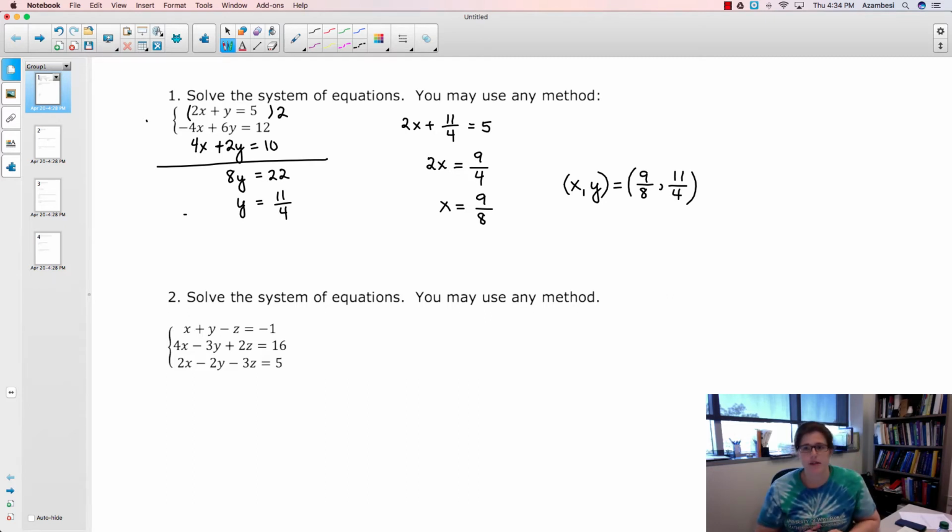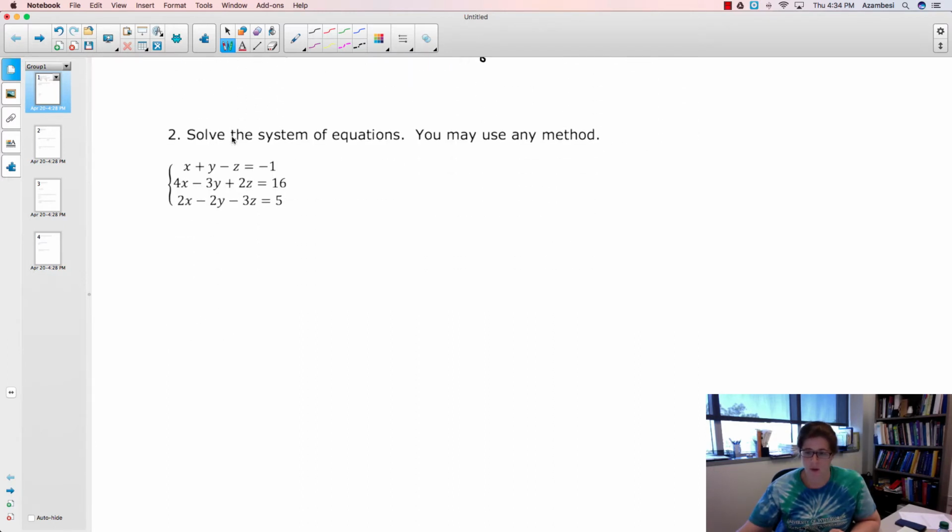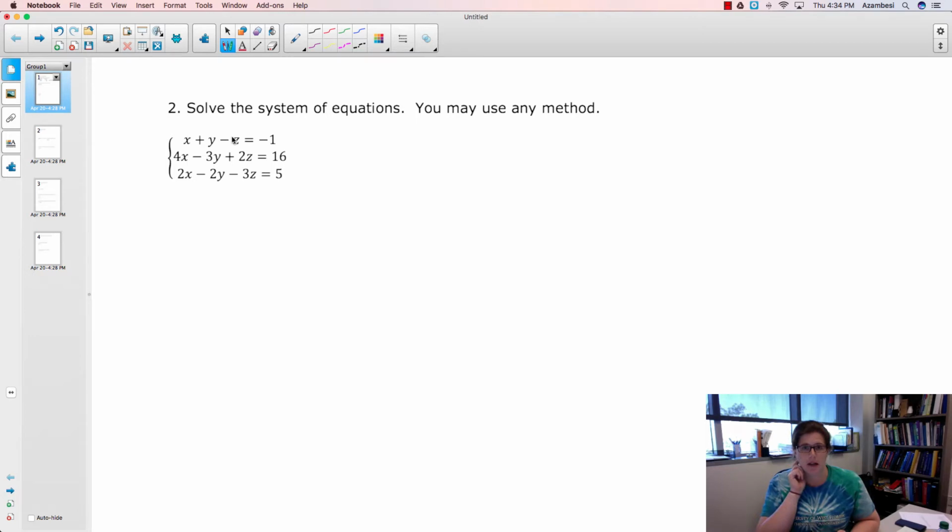Solving a 3x3 system takes a little bit more work, so you will have to eliminate one variable twice in order to solve a 3x3 system. So looking at this 3x3 system, I have x plus y minus z is equal to -1, 4x minus 3y plus 2z is equal to 16, and 2x minus 2y minus 3z is equal to 5. Looking at this, the easiest one for me to eliminate is going to be the y component, because they are opposite signs and I have a coefficient of 1 on that first one.